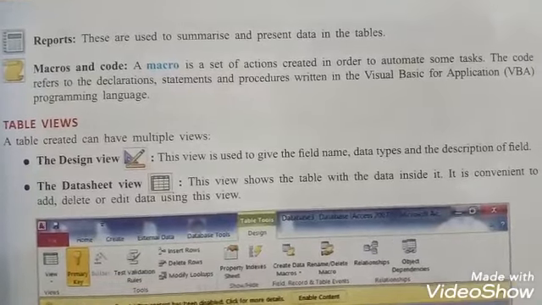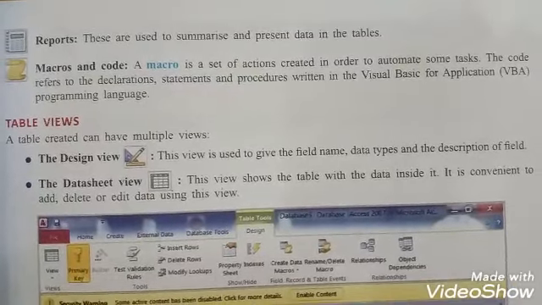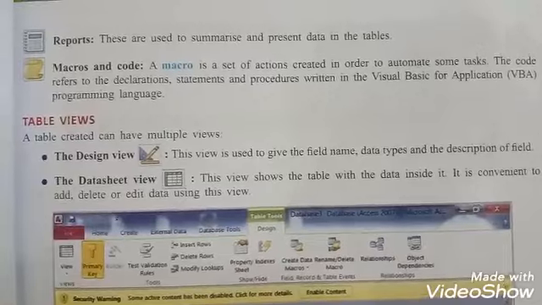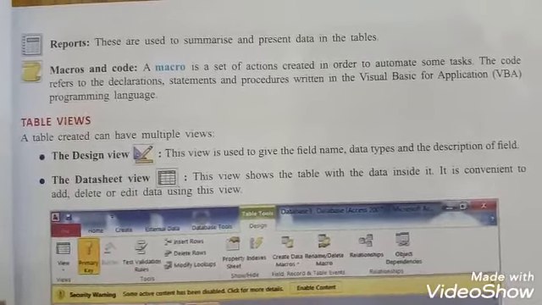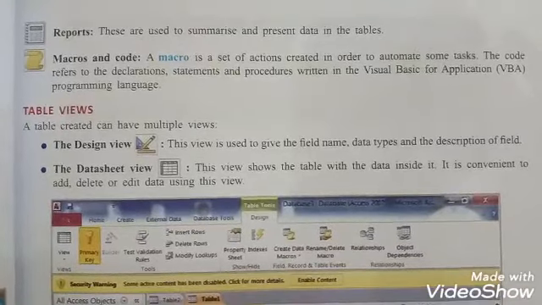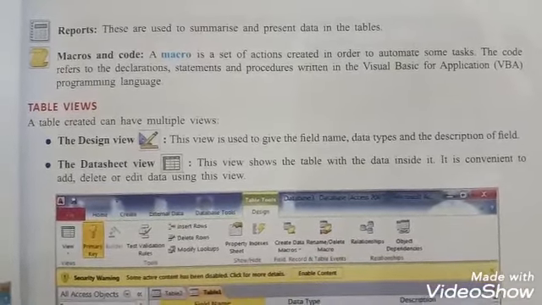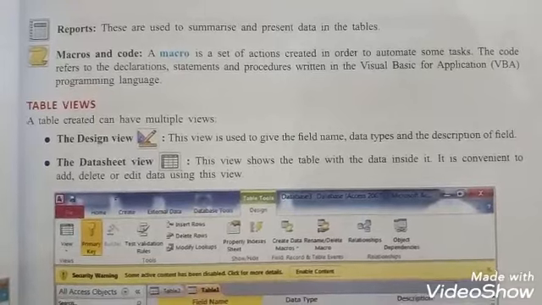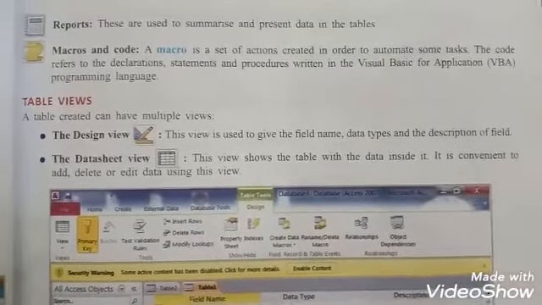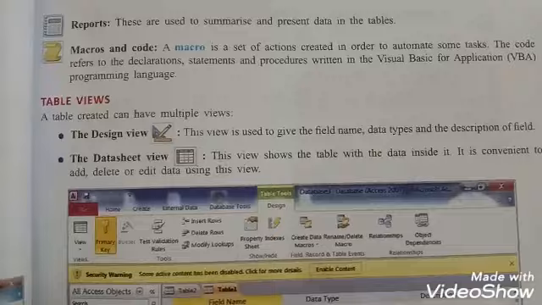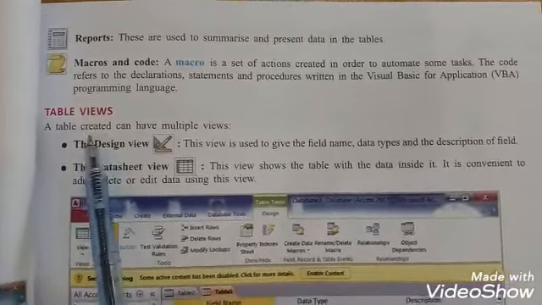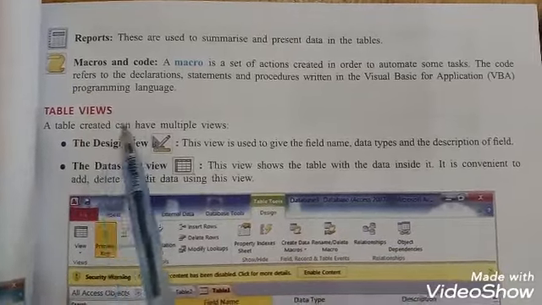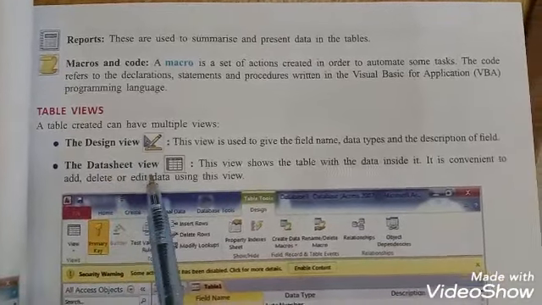A macro is a set of actions created in order to automate some task. The code refers to the declaration statements and procedures written in the VB or Visual Basic for Application programming language. Table views. In table views there are two types of views: design view and datasheet view.